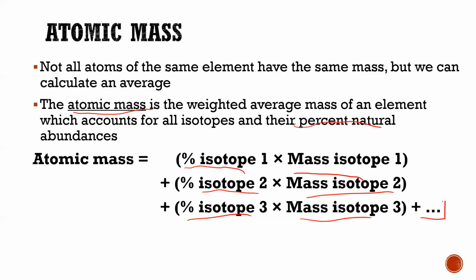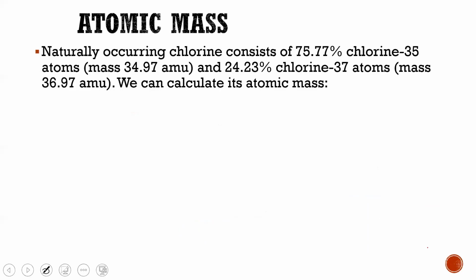By the way, the dot, dot, dot, if there's more than 3 isotopes, you would repeat it. So if there was 4, what would I do? Percent isotope 4 times whatever the mass in AMU of isotope 4 is. And then I'd add all these up.